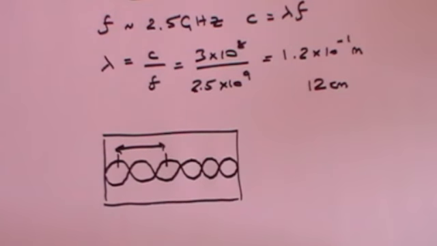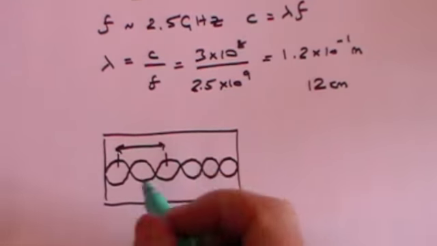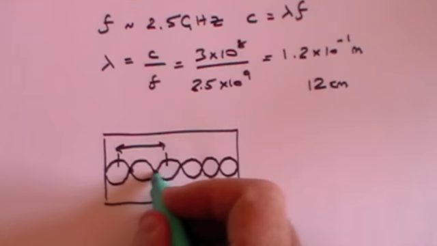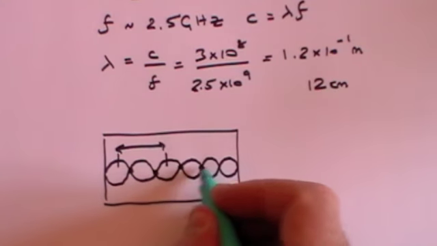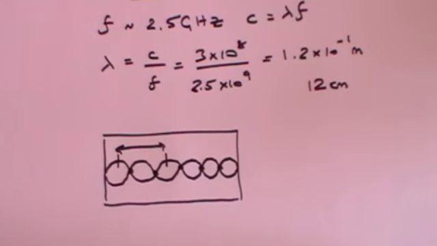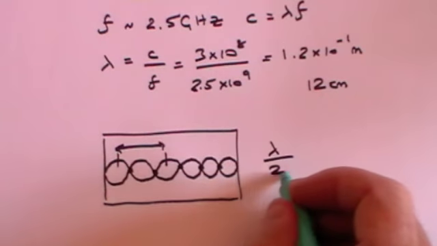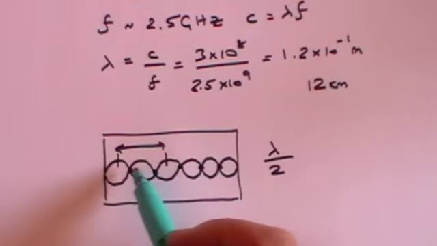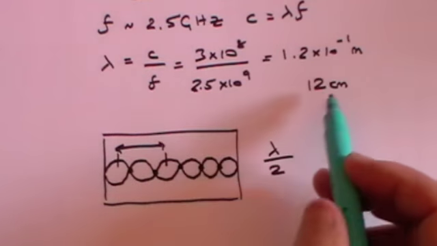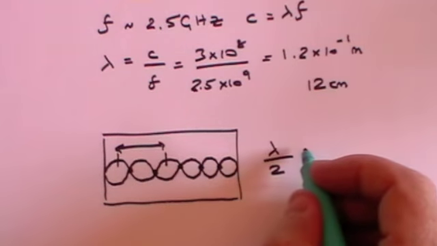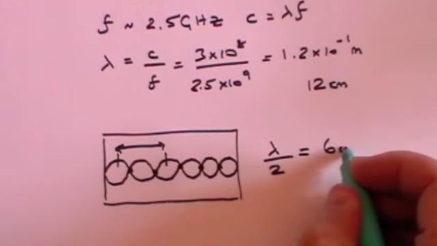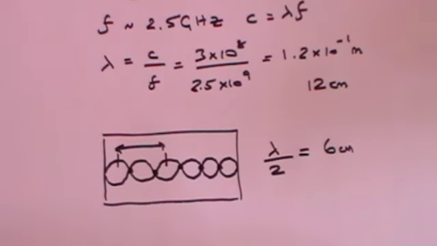so that will be 12 centimeters, which means that the distance between the nodes, the point at which there will be no microwave energy at all, will be 6 centimeters. So the nodes are lambda over 2 apart. They're every half wavelength. And if the wavelength is 12 centimeters, then the nodes will be 6 centimeters apart.